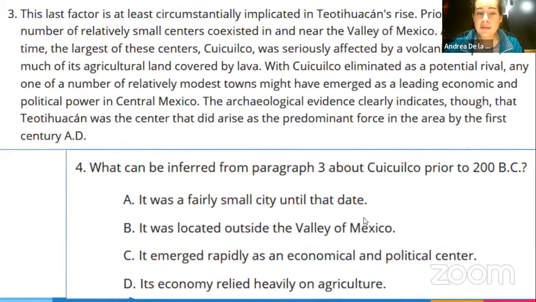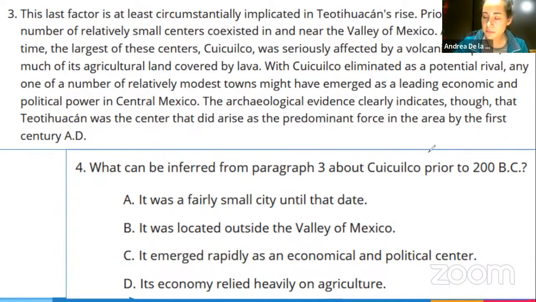How do you know that you're dealing with an inference question? Because you will have the words inferred, suggested, or implied. Whenever you have one of those three words, inferred, suggested, or implied, you know you're dealing with an inference question, okay?